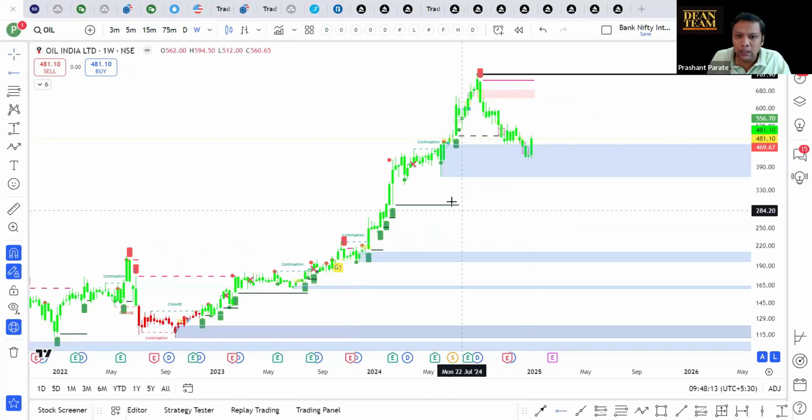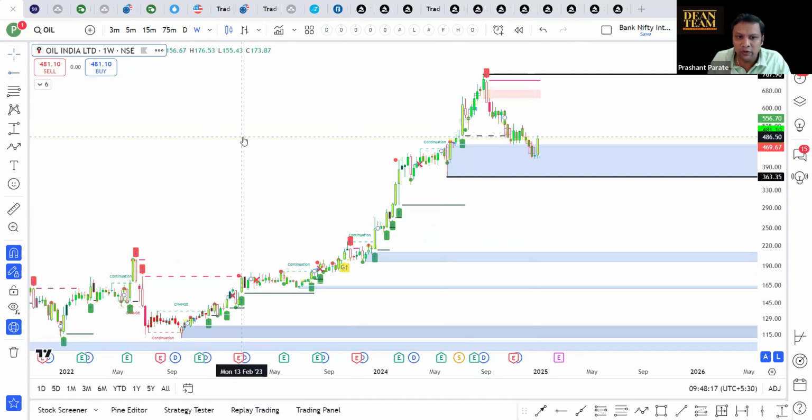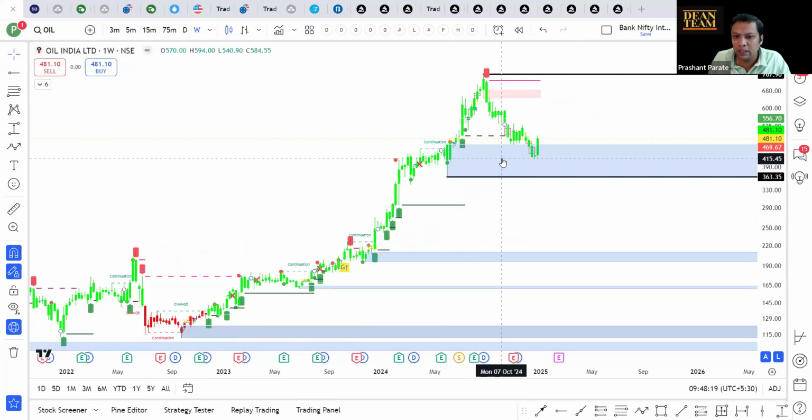Now, if you are holding as an investment, then 363.35 can be your first sign that if candle closes below this, then Oil India shows weakness. If I am holding, I will personally exit, but many a times what happens is prices go up again and give retracement entry, retracement kind of exit. One can exit after some time also.